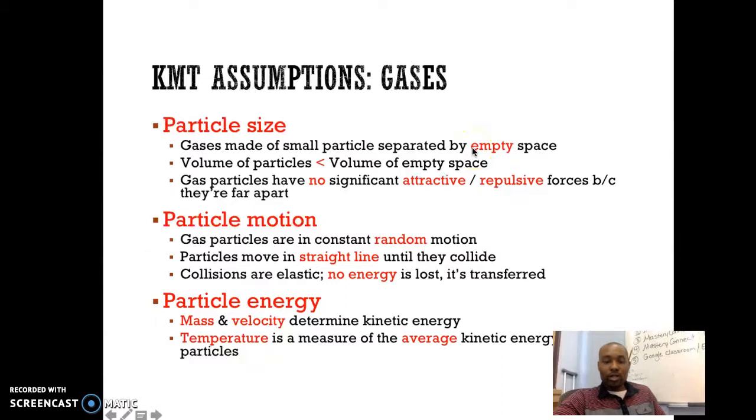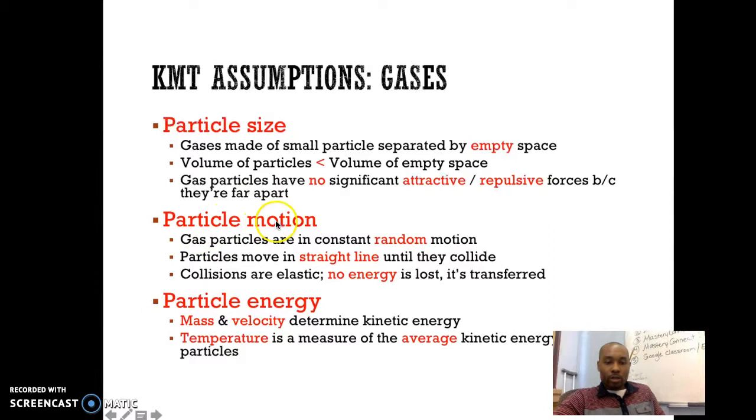So in between these particles is space. And the volume of the particles, or the amount of space of the particles, is much less than the volume of the empty space. Also, gas particles have no significant attractive or repulsive forces because they're far apart. So in other words, because gas molecules are so spread apart, the attractive and repulsive forces between them are insignificant. There's just so much distance in between them.